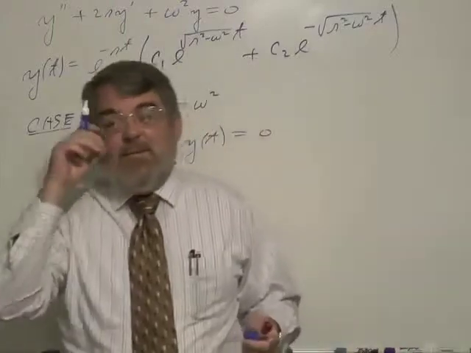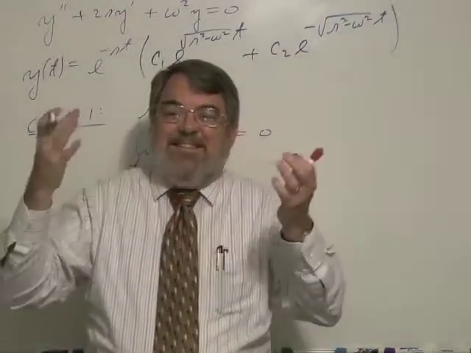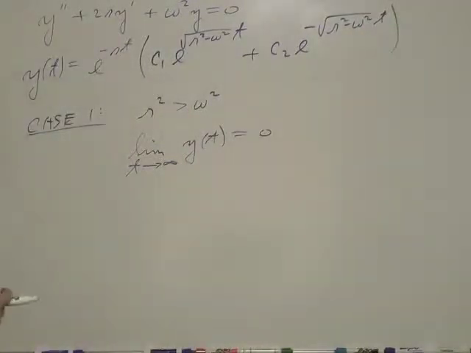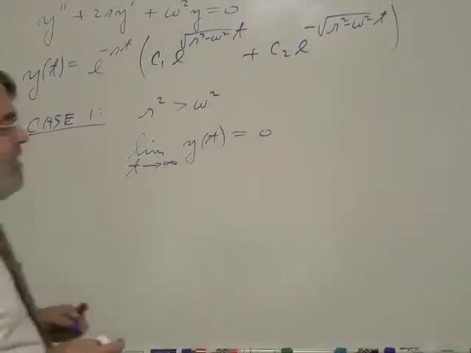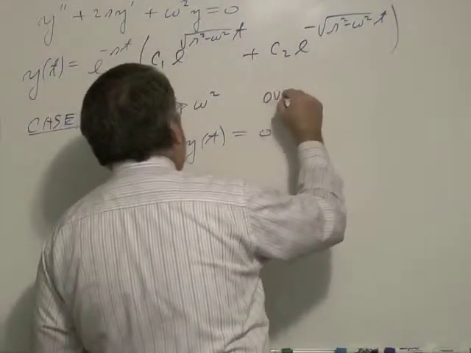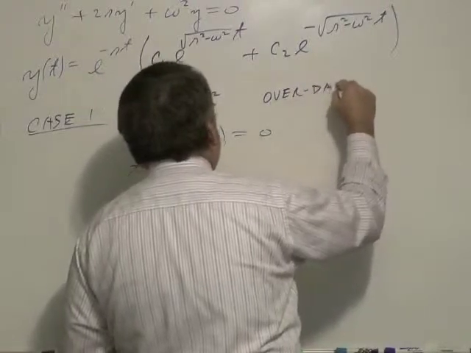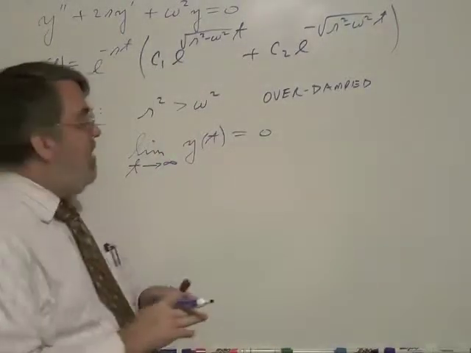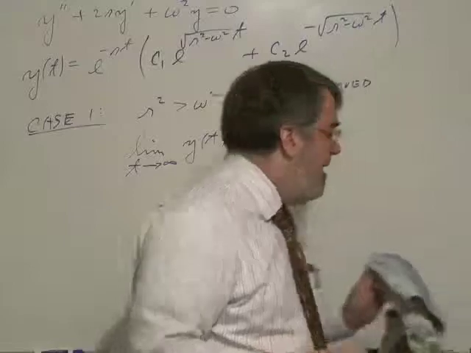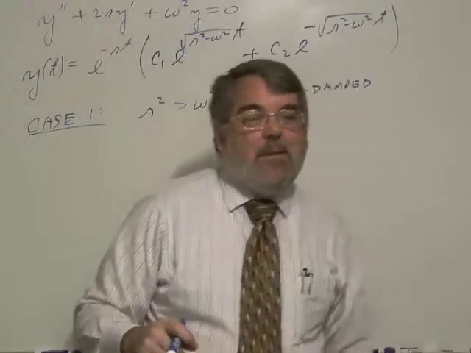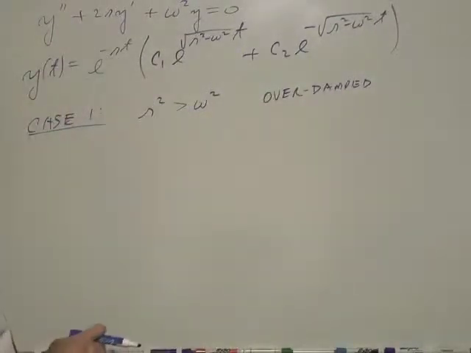Well, what does that mean? That means the spring stops bouncing. That's all it means. The spring comes to a rest. It's called overdamped, D-A-M-P-E-D. The overdamped situation is when r squared is greater than omega squared, and it comes to a rest.